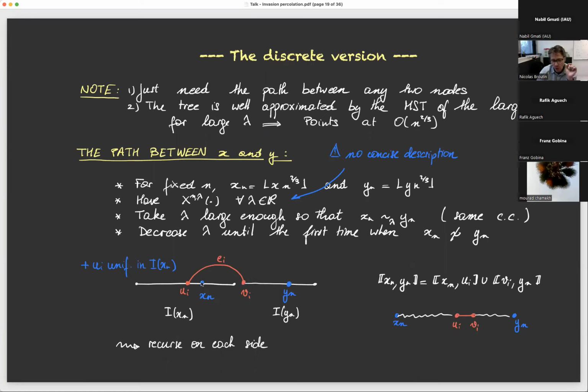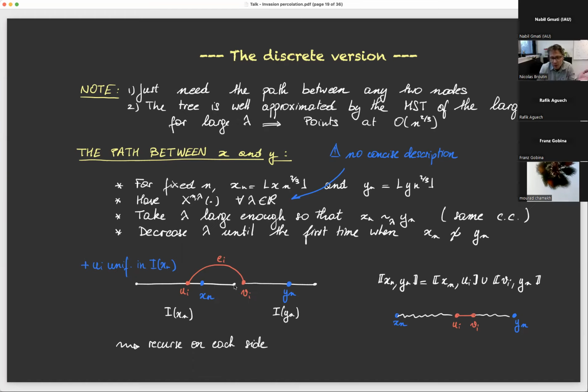And if you want to go from xn to yn, you need to use that edge. There's no other way around. So you know that that edge must be in the path. So that means that the point vi must be in the path, and the point ui, which is uniform on the left, is in the path.